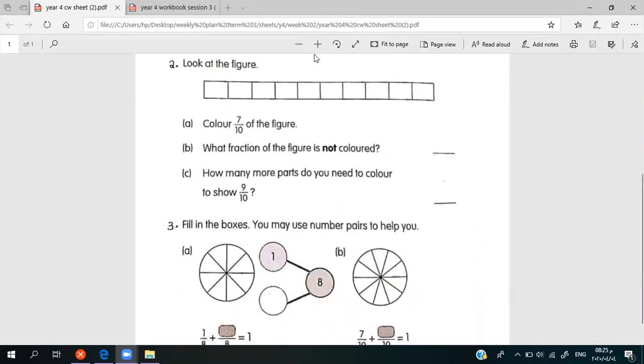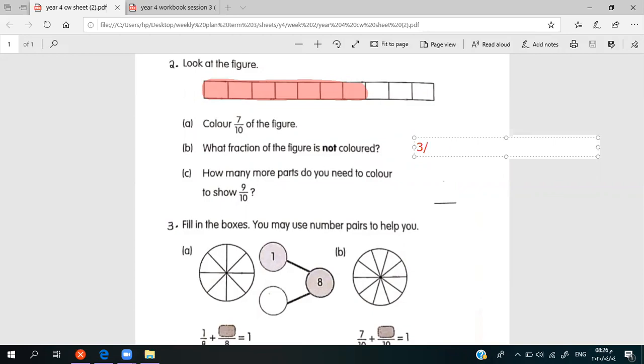Okay. Now let's color 7 parts. 1, 2, 3, 4, 5, 6, 7. I colored the 7 parts. Okay. And then, what fraction of the figure is not colored? How many are not colored? 1, 2, 3. But 3 from how many guys? How many are they? All of them.